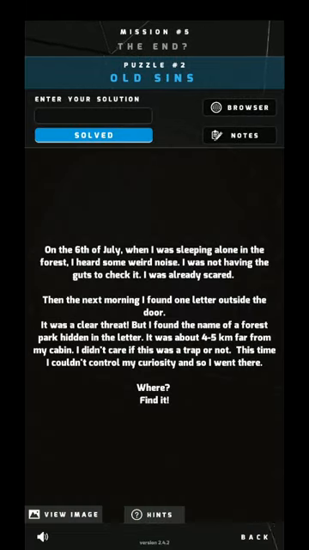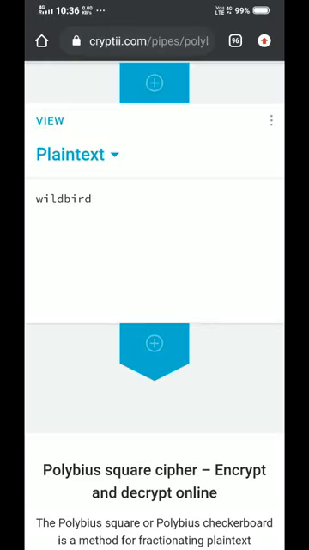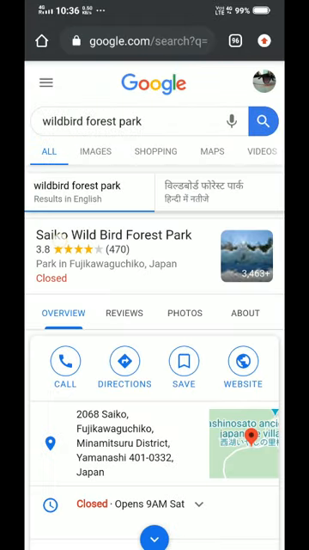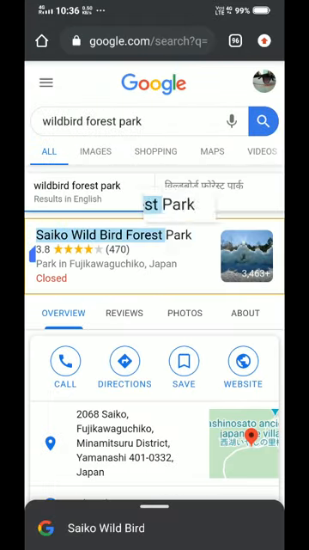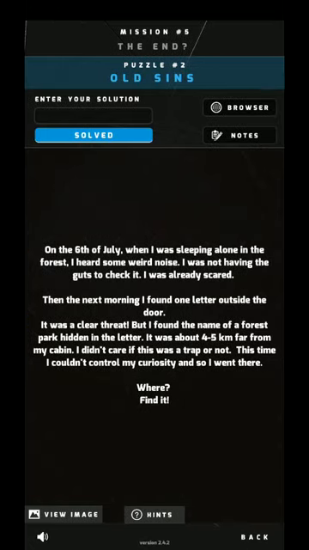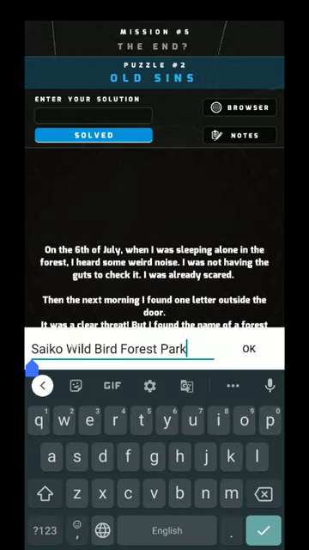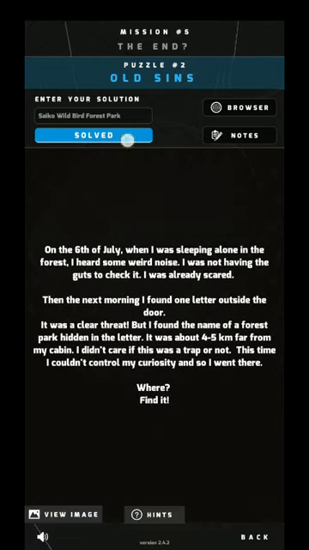Why? As you can see, it's written here: I found the name of a forest park hidden in the letter. So it is wild bird forest park, which gave me the answer as Psycho Wild Bird Forest Park. So that is the answer, not just wild bird. Well, Psycho Wild Bird would also give you the right answer, but I wrote the entire thing, and there you go.